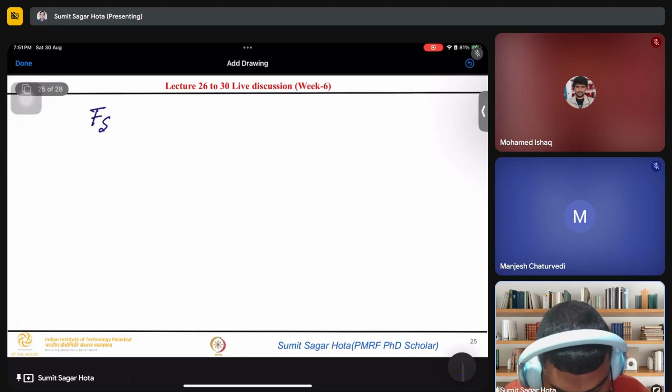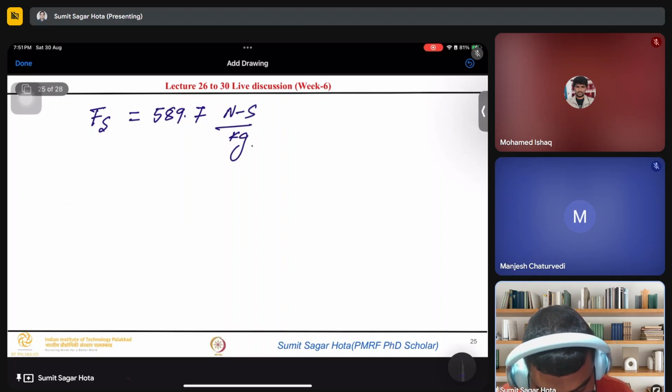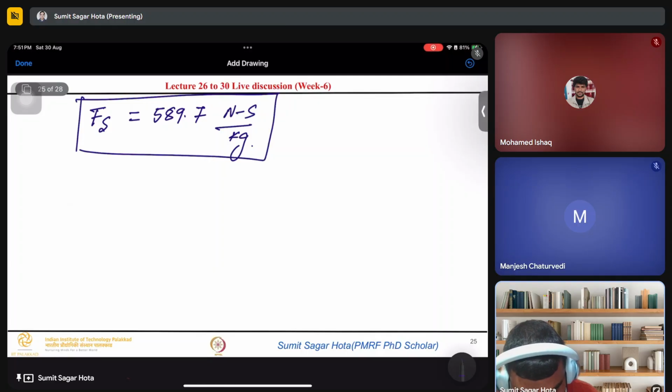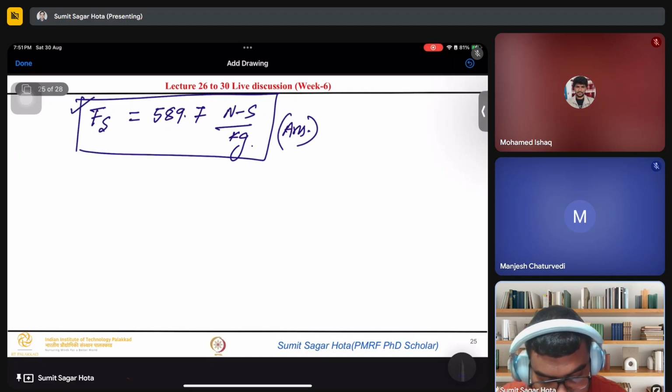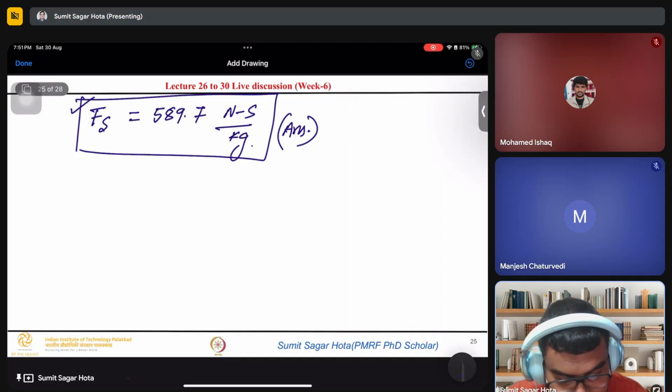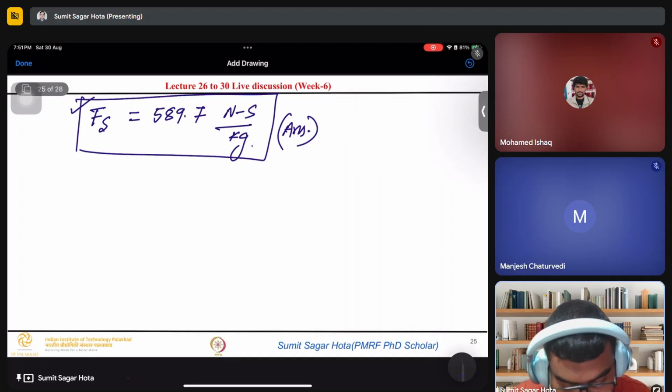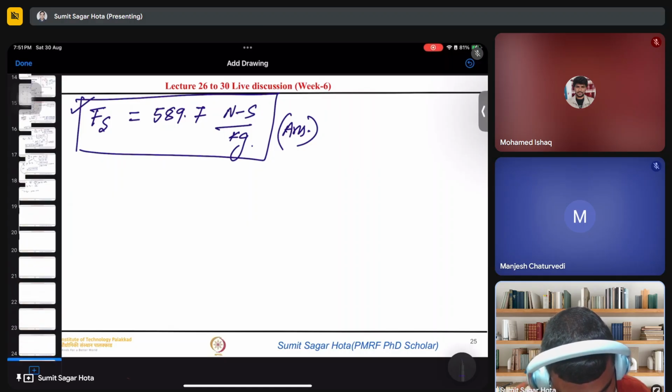Our one answer we have now, at least, that is 589.7 Newton second per kg. Okay, so this is your answer. One more answer we need. For that we need the theoretical, so one more thing we need from the question.